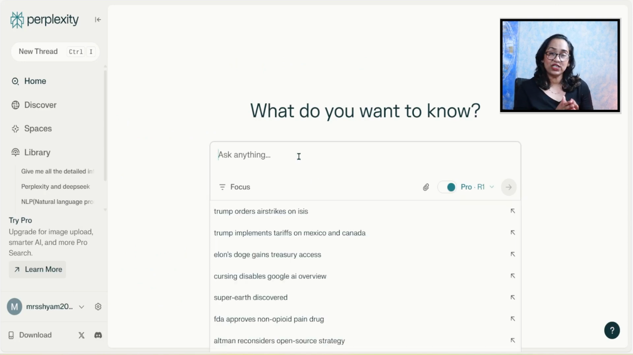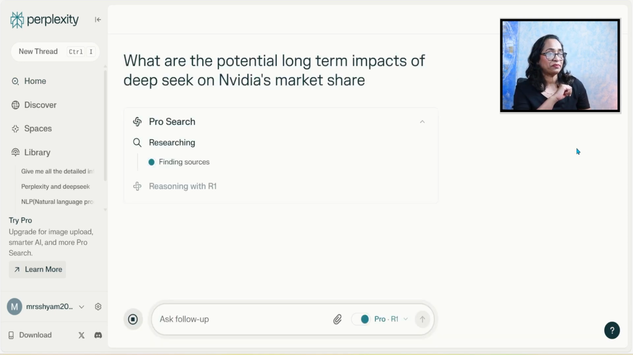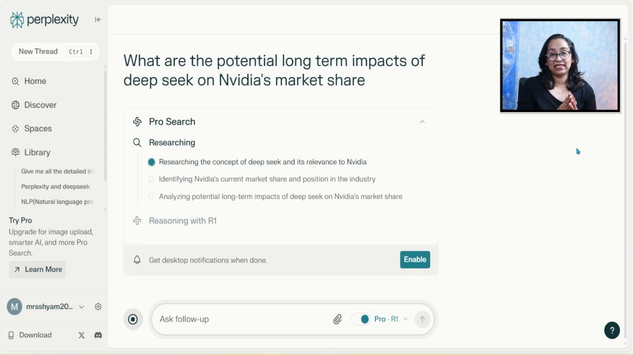And I've always wondered how Deepseek R1 is affecting NVIDIA's stock market. So let's go ahead and check the potential long-term impacts of that on NVIDIA's market share. And I'm going to click go. And of course, it is looking for the sources first, and then it's going to get into the reasoning capabilities.